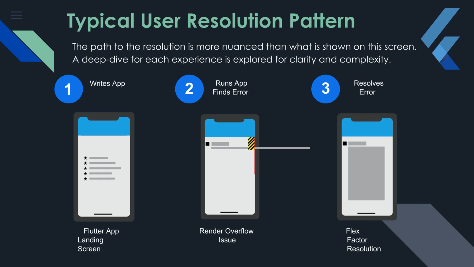The typical user resolution pattern involves writing code, running the app to find an error, and resolving the error, such as a render overflow issue, using a flex factor resolution. The path is complex and requires a deep dive.